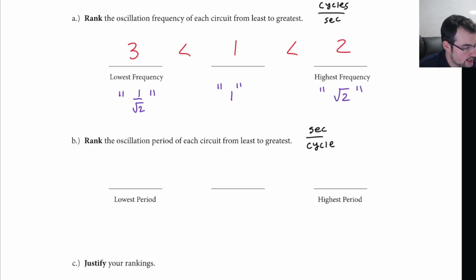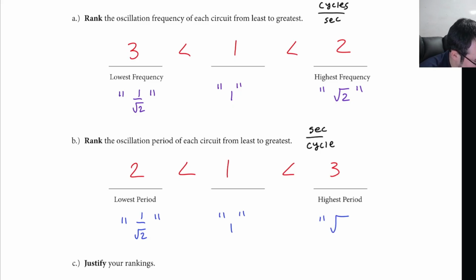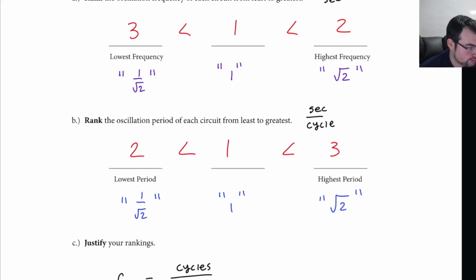And now we just do the opposite, because period has the opposite relationship. So we just do 1 over f. So if we did 1 over f for each of these, it would be square root 2, or 1 over square root 2. It would still be 1, and then it would now be square root 2. So we see there's some flip-flopping because these are reciprocals of each other. So this 1 over root 2 becomes a root 2 over here, and so on.